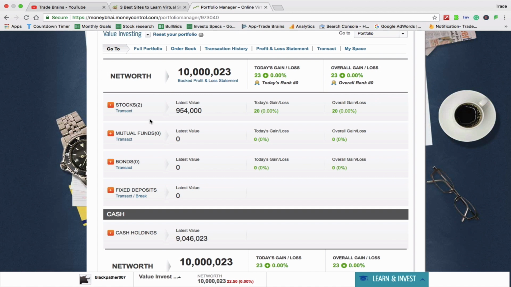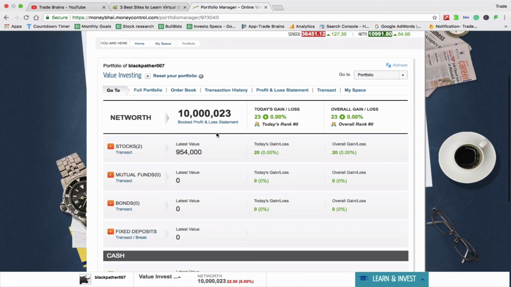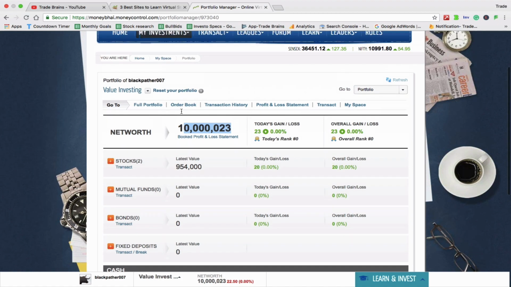And similarly, if you also want to trade in mutual funds, bonds, or fixed deposits, you can try them out also. Now you can see your profit increased to rupees 23. But this is a very small profit, approximately zero, because you have a total worth of rupees 1 crore. Now this is the first website, Money Control.